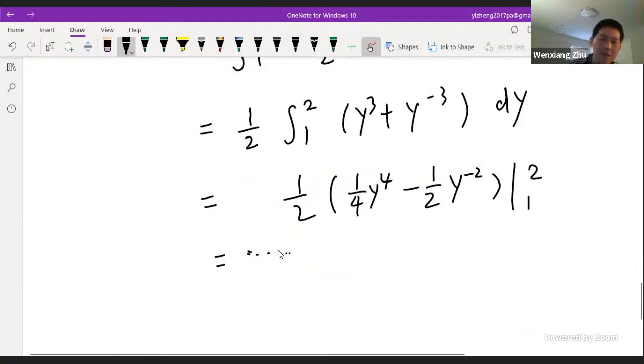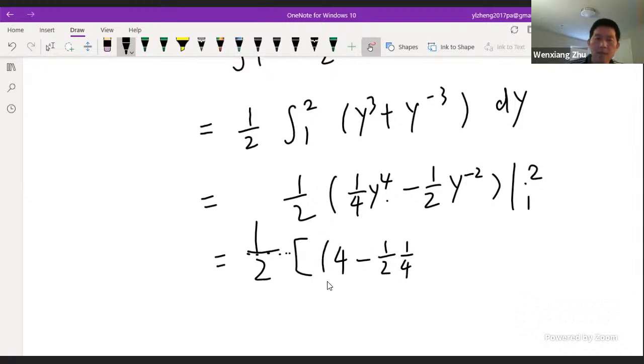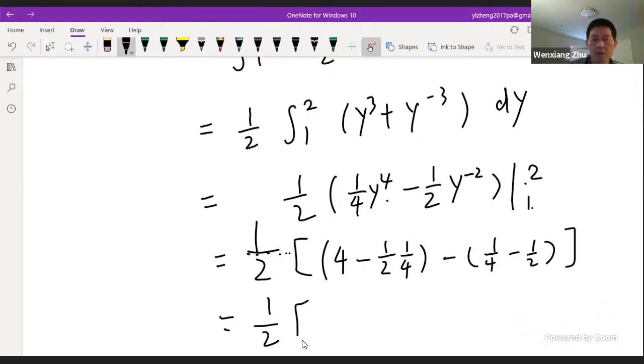Or maybe just write one more step. Plug in 2. So 2 to the 4th, that's 16. 16 divided by 4, that's 4. Minus a half. Plug in 4, that's a quarter. This one term. Now plug in 1, you have a quarter minus a half. So basically you do the subtraction of this. So you have 4 minus 1/8 minus, this is negative half, a quarter, that's plus a quarter. So this is what you end up with, right?